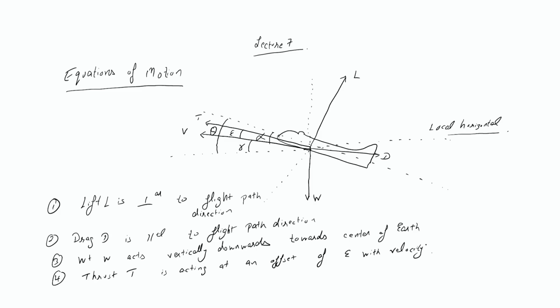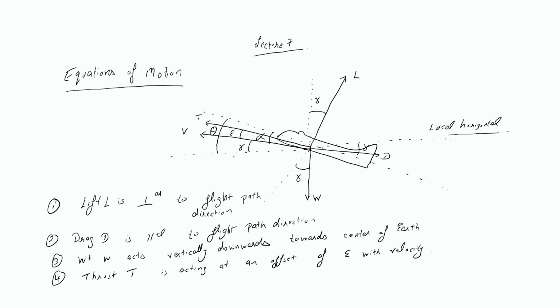Now I have introduced a new term over here, the flight path angle gamma. If this is flight path angle gamma, then what will be this angle? This will also be flight path angle gamma, and this will also be flight path angle gamma.